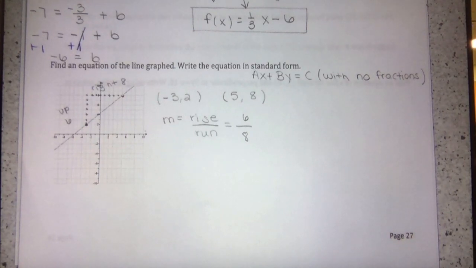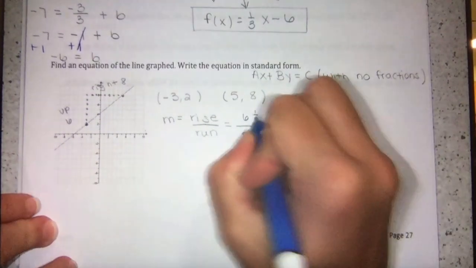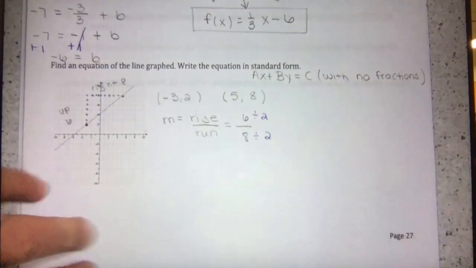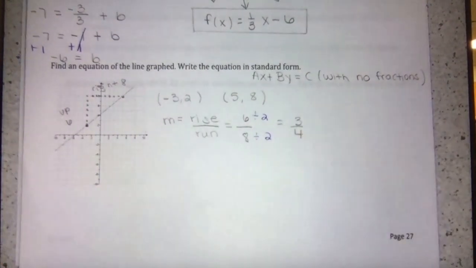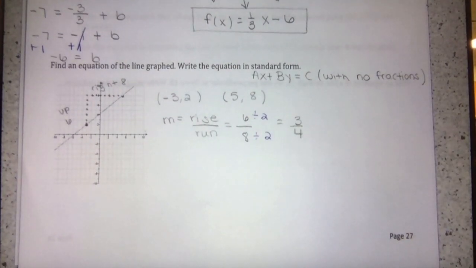So 6 over 8, how could I simplify 6 over 8? What GCF could I factor out? By 2. Perfect, which will give us 3 over 4. So we know our slope is 3 over 4.